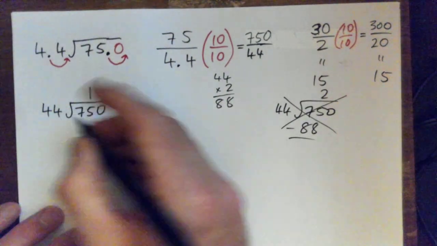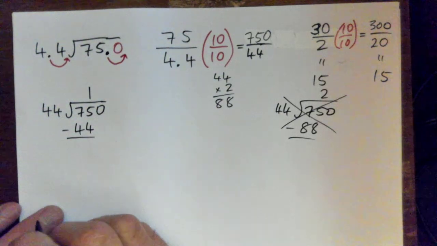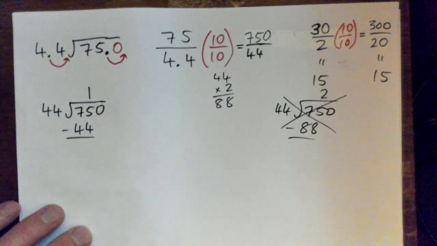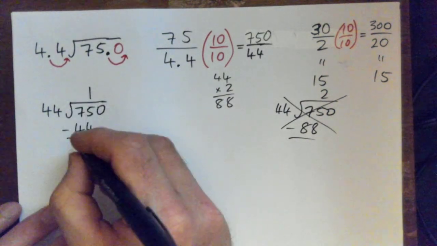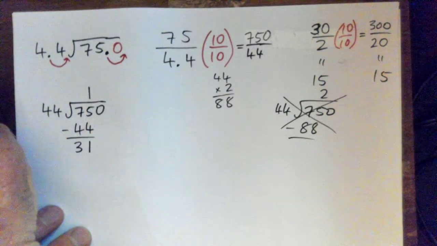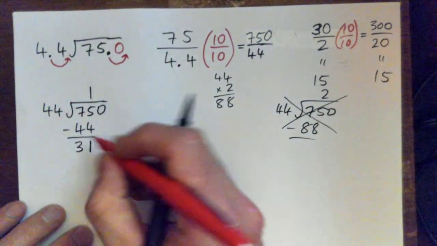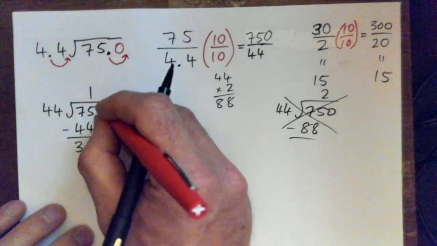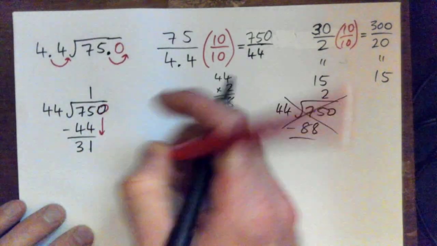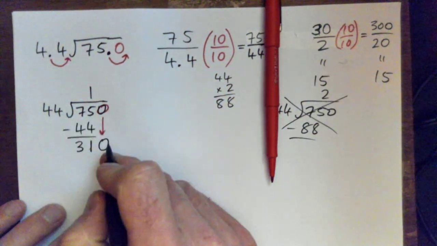Anyway, 1 times 44, that goes there, and now we subtract. You okay with that? Okay, 5 minus 4 is 1. 7 minus 4 is 3. And 44 should not go into this. This is your remainder, and that should be less than 44, which it is. So now we bring down the 0 here, and now we go 44 into 310.